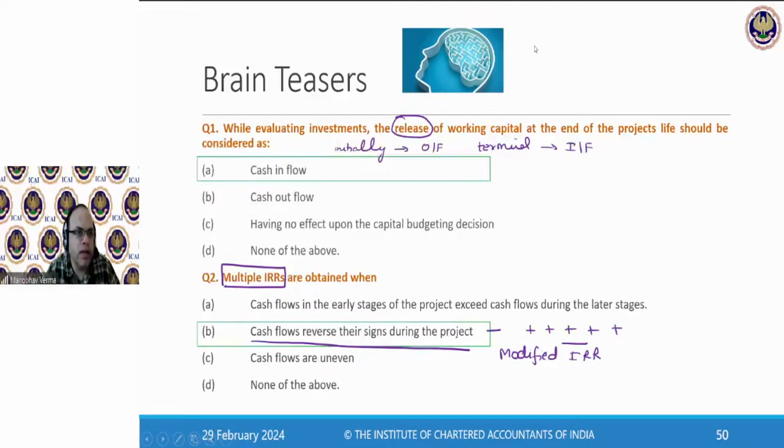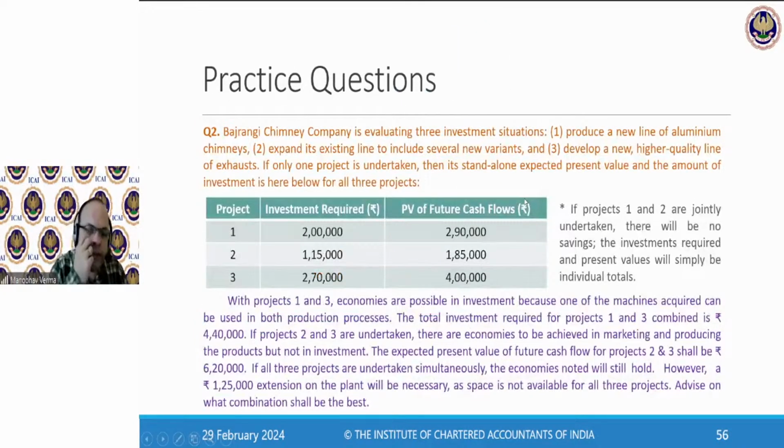I think now is the time for the second practice question of the initial series. Let's talk about this together. I think this is a very, very good question, one of my favorite questions. Let's see how you want to tackle it. The question on the screen is not about Bajrangi Bhaijan, but about a Bajrangi Chimney Company. So let's see what they are doing.